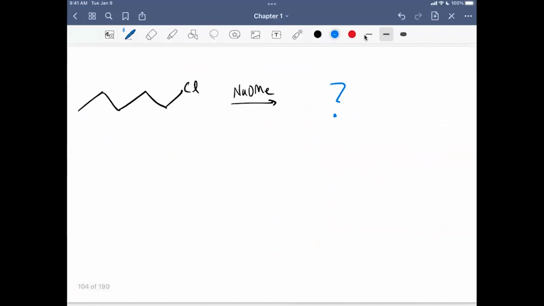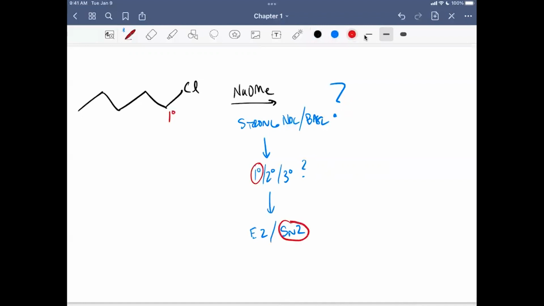What about this problem? I have the same reagent, so we just dealt with this reagent, so we know it's a strong nucleophile. We know it's a strong base as well. So it really depends if it's 1, 2, or 3 to determine if it's E2 or Sn2. Okay. So are we doing elimination or substitution for this reaction? Well, we have a primary carbon right there. It's only attached to one other carbon.